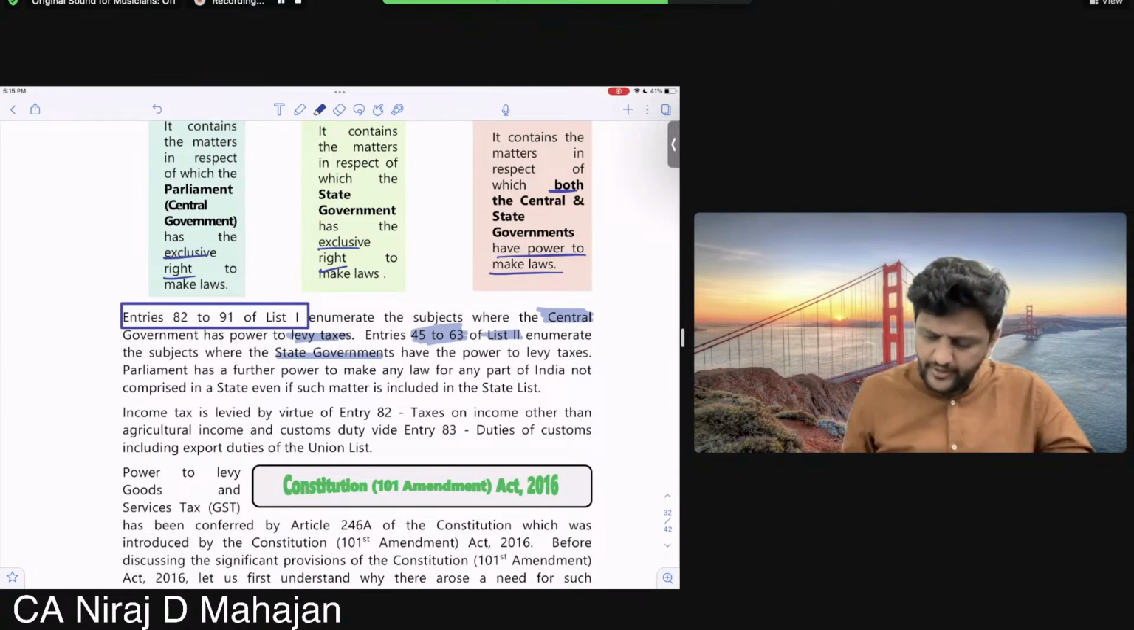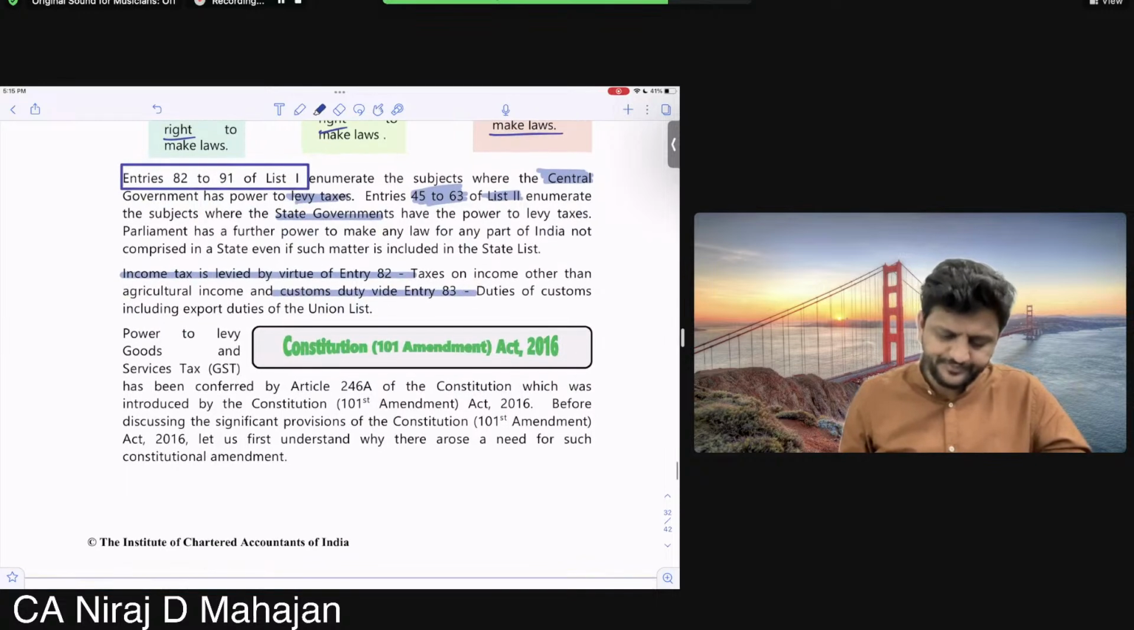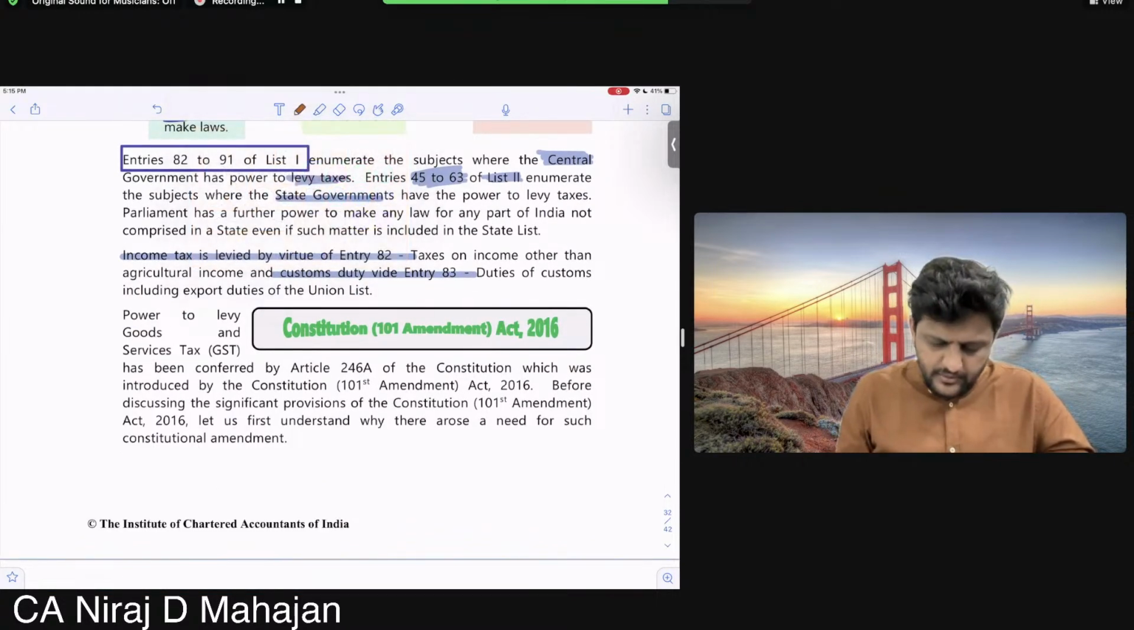Income tax, bachcho, entry number 82. This we had covered. And custom duty, entry number 83, including export duties of the union list. Done till here? That is how much we needed separate article numbers.